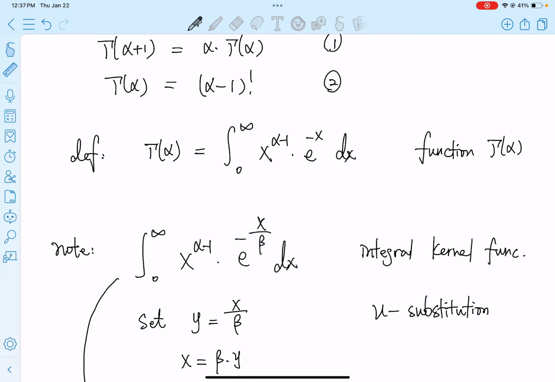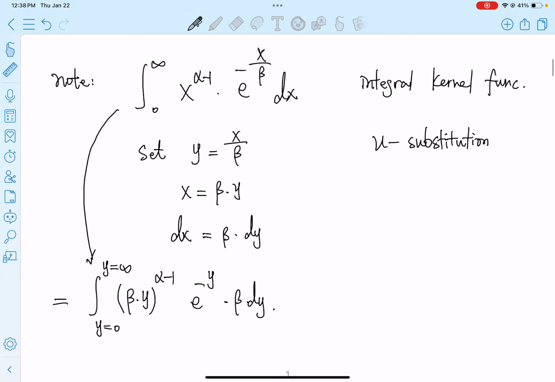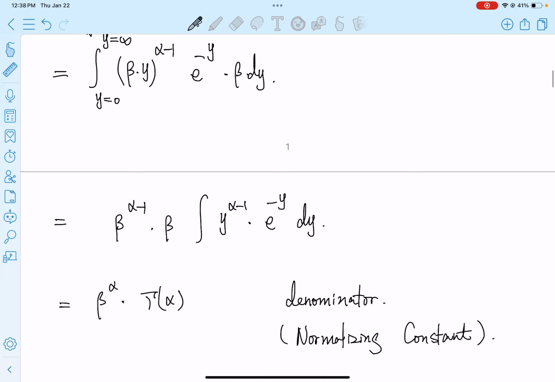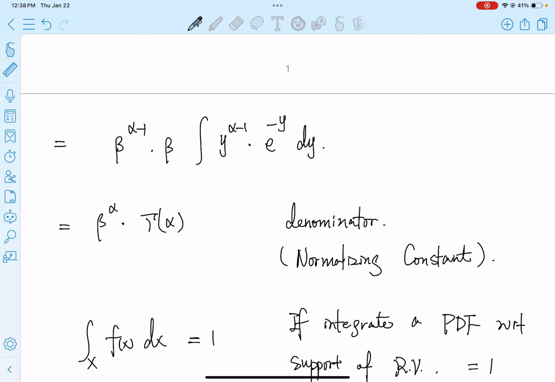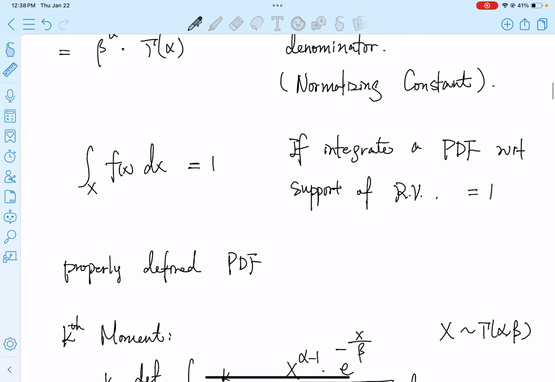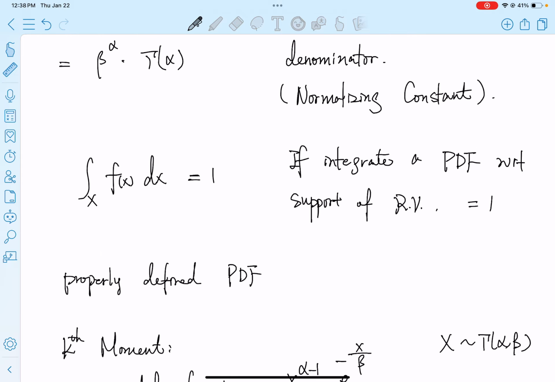This function takes the input alpha and outputs the thing on the right hand side. Then we took a look at analyzing the integral of the numerator, where the numerator is called a kernel function. We used the u substitution. We find that the integral of the kernel function is just the denominator. And for any properly defined probability density function, if you take the integral with respect to the support, it will always equal 1.